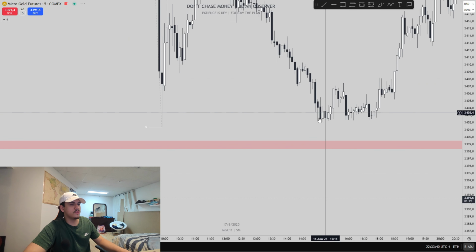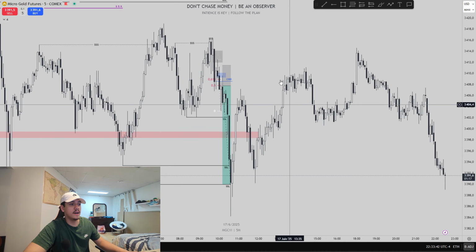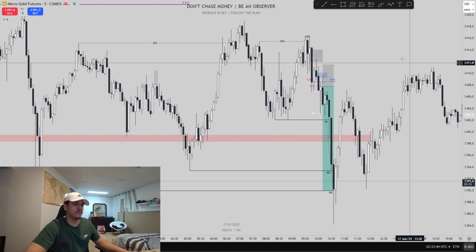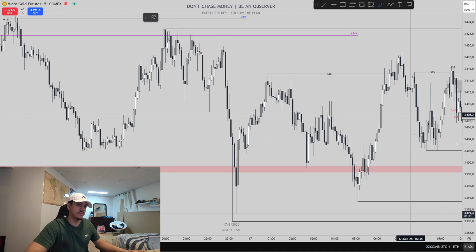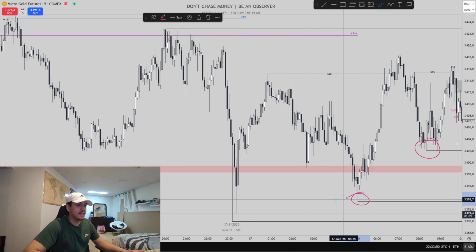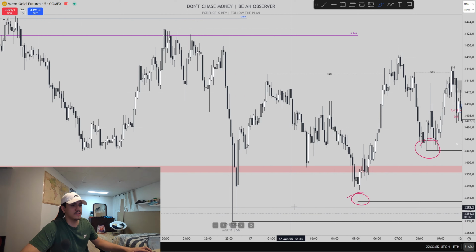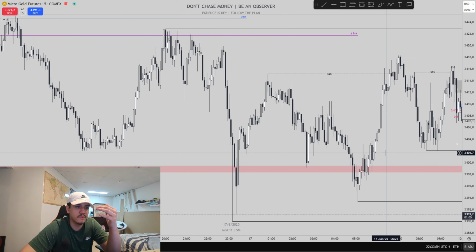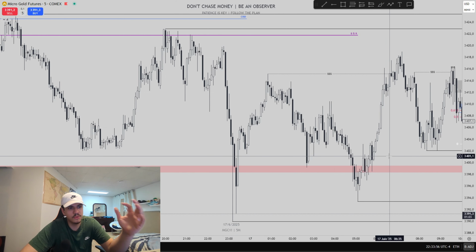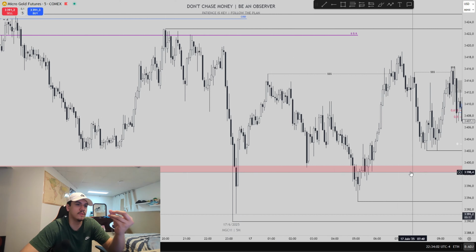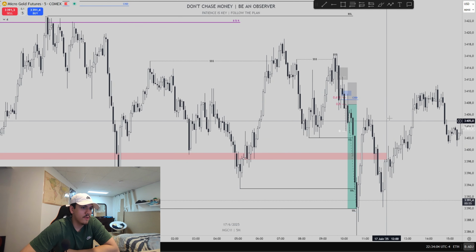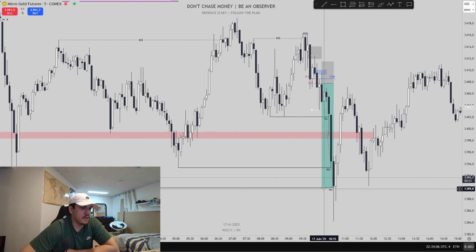So yeah, why did I put my TP here? When the price was there, I saw that there was liquidity right there, liquidity right there, and liquidity right there. So I saw that if the price goes down, it must take those liquidity. There's those liquidity since yesterday, so they needed to be taken. So that's where I put my TP.